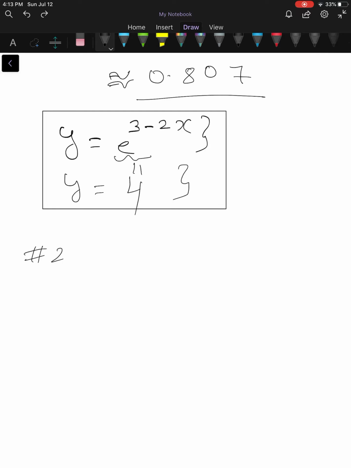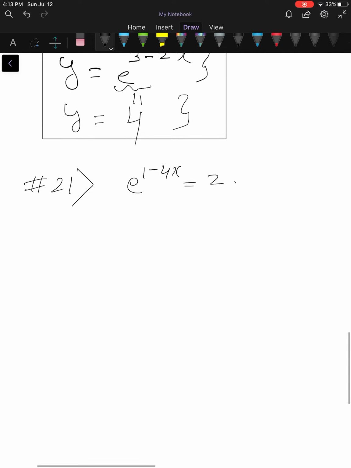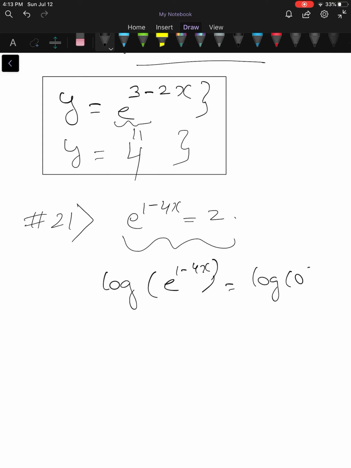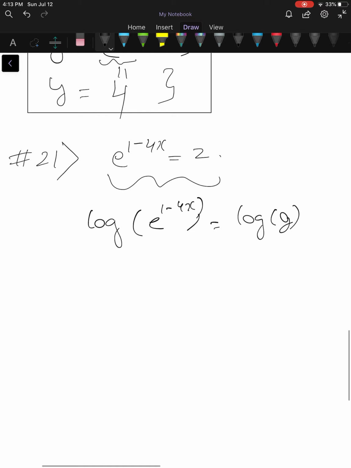Okay, exercise number 21. We have to solve it both algebraically as well as graphically. That is e to the power of 1 minus 4x is equal to 2. This is pretty simple, very similar to the above example that we did. Following the three-step guidelines to solve exponential equations that we discussed in the beginning of the video, there is nothing much to do with the first step, so apply logarithm on both sides: log of e to the power of 1 minus 4x is equal to log of 2, correct?